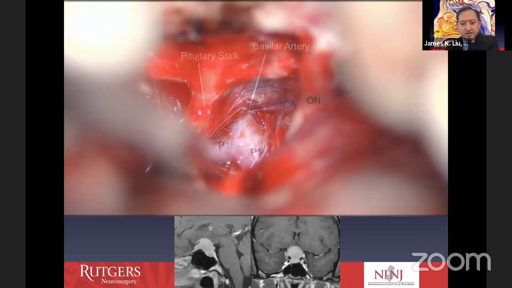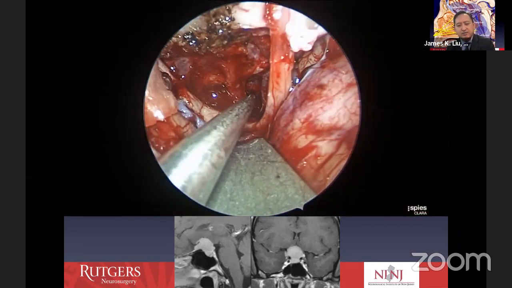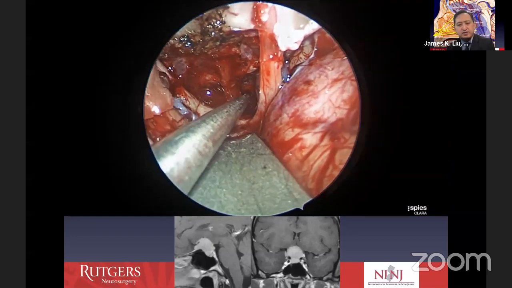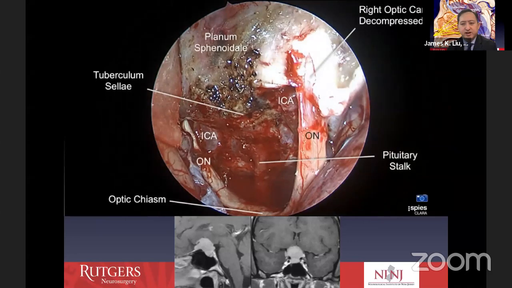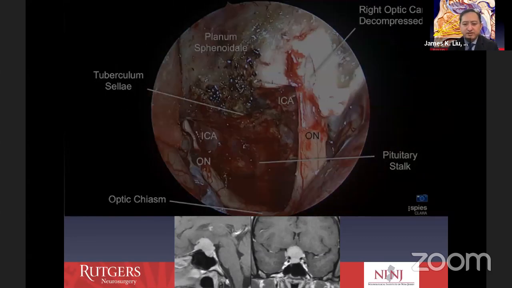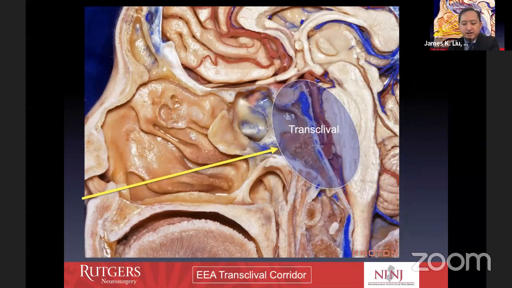And here's the basilar artery, P1 perforators. I will put an endoscope in transcranially to take a look around, make sure we haven't left any tumor behind. You can see both optic nerves are nicely decompressed. And then here's the post-op scan, a gross total removal, decompression of the optic nerves.